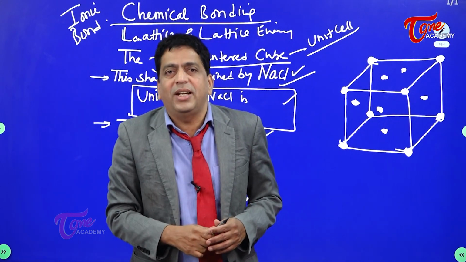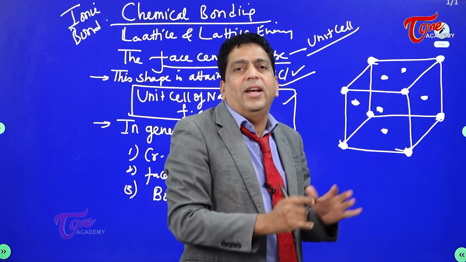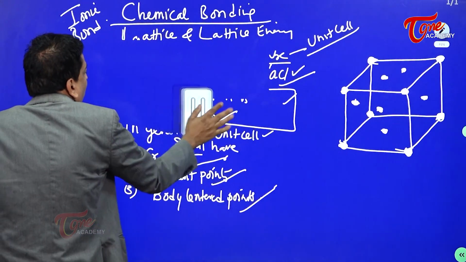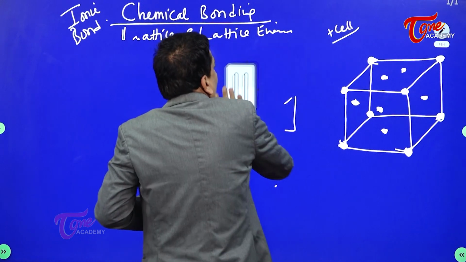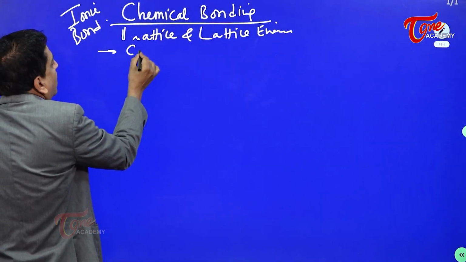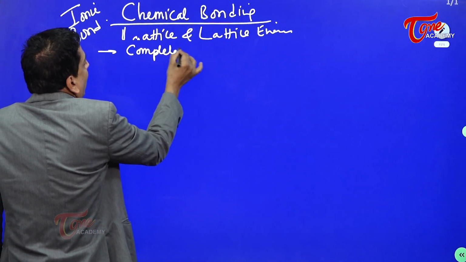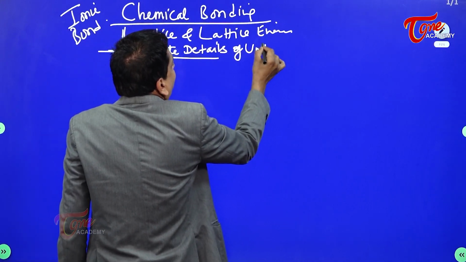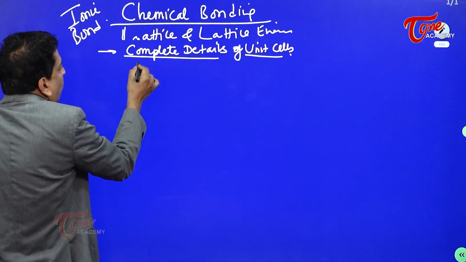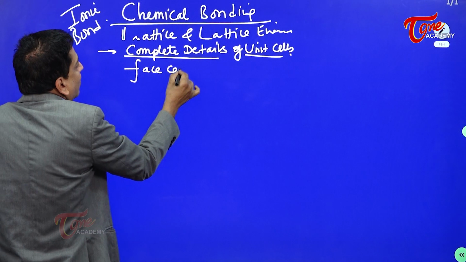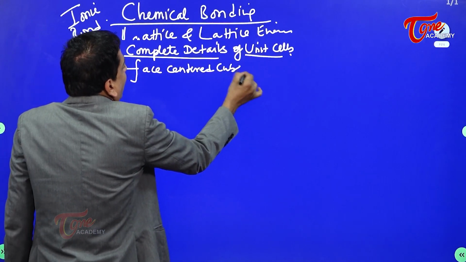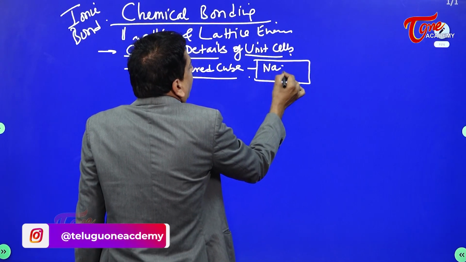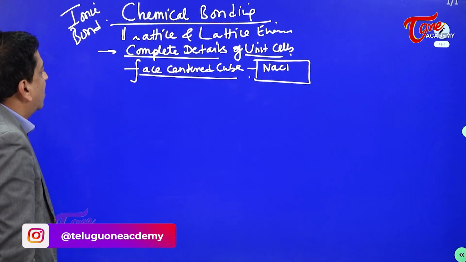Right? So let us get into details and apply this whole thing to NaCl, and judge how many ions are there in a particular unit cell. Now observe carefully. Let us have a better understanding of what we are telling. Let's get into complete details of the unit cell, that is the face-centered cube, you must understand. And this is nothing but NaCl. Let us have the complete details of the face-centered cube, that is NaCl.